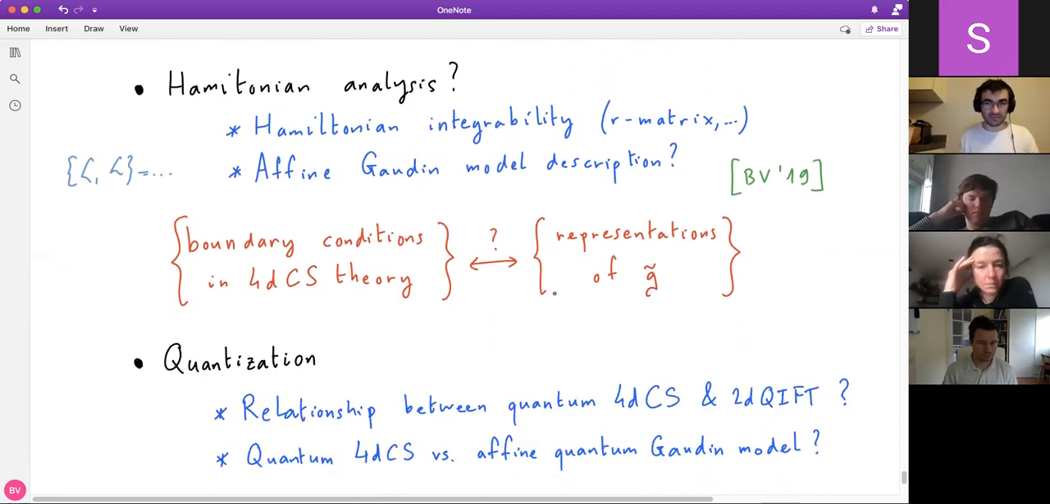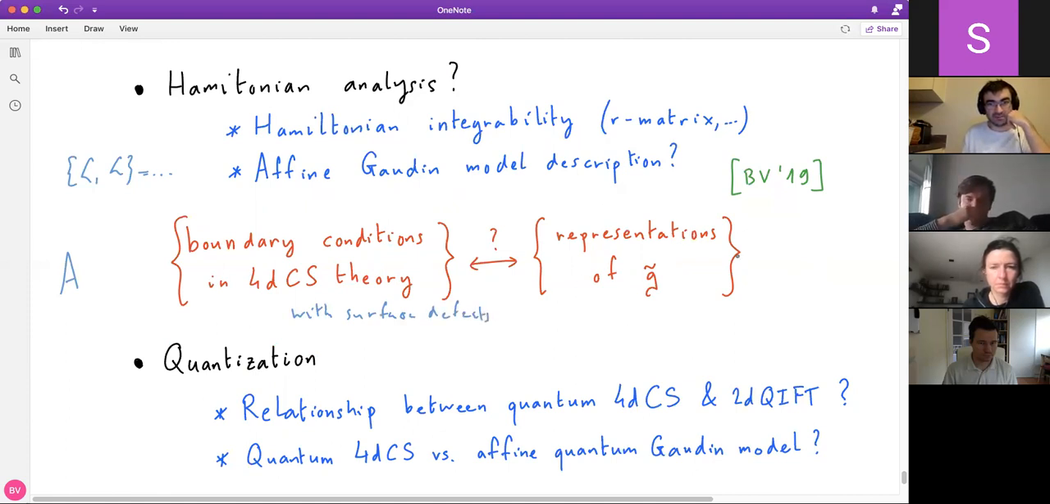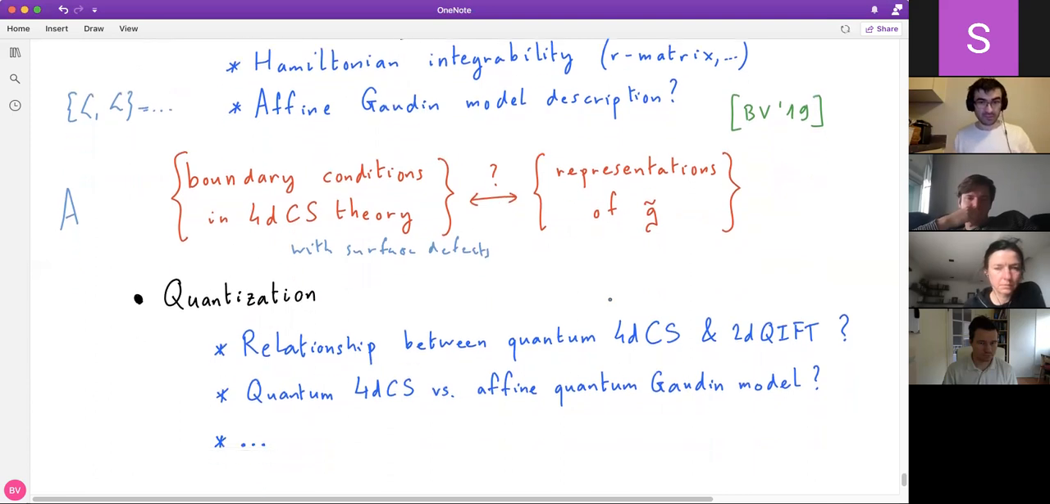So if you remember, I told you that in the affine Gaudin model story, the way to build specific field theories is you choose a representation of this affine Kac-Moody algebra. And in fact, any representation you want would produce some field theory out of the Gaudin model. And what I tried to show you in this talk is that correspondingly in the 4D Chern-Simons theory, what you do is you choose boundary conditions on the gauge field A at the surface defects. So this is 4D Chern-Simons theory with 2D defects, with surface defects. And so the question is, how do these boundary conditions at the surface defects relate to representations of the affine Kac-Moody algebra? And possibly the most interesting question is, how do we quantize this whole story?